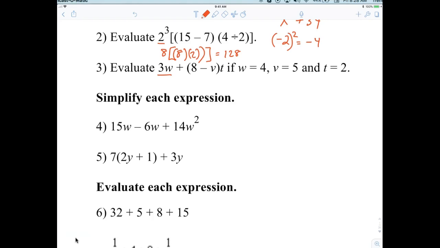So what is 3 times W? 12. I would just say 12. And then you're adding, what's 8 minus V? 3. So basically what I'm saying, it's just easy. Oh, I forgot the T there. I didn't even see it. All right, 8. And then multiply that by what? T, which is 2. All right, so now my answer is just what? Be careful, 18, right? Because you multiply 3 times 2 first.